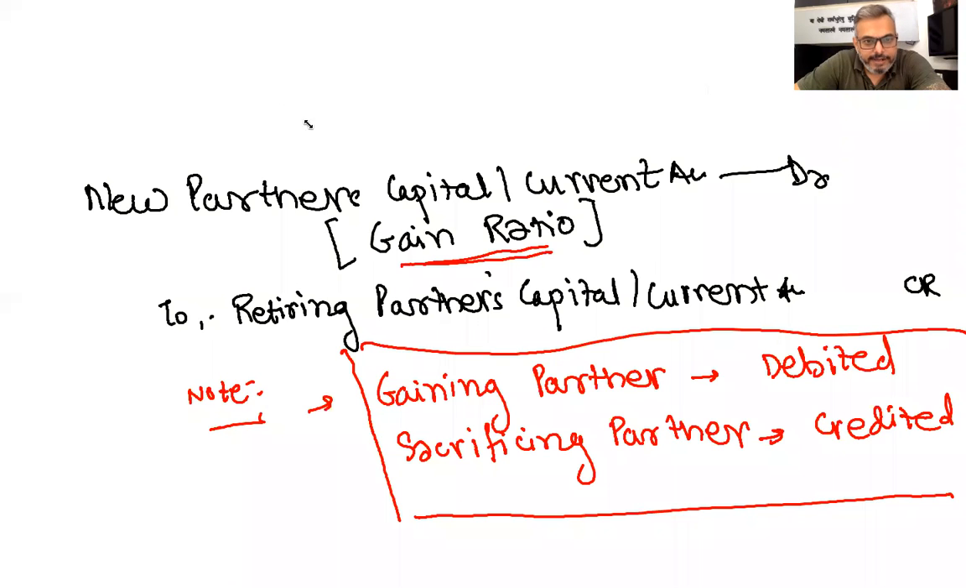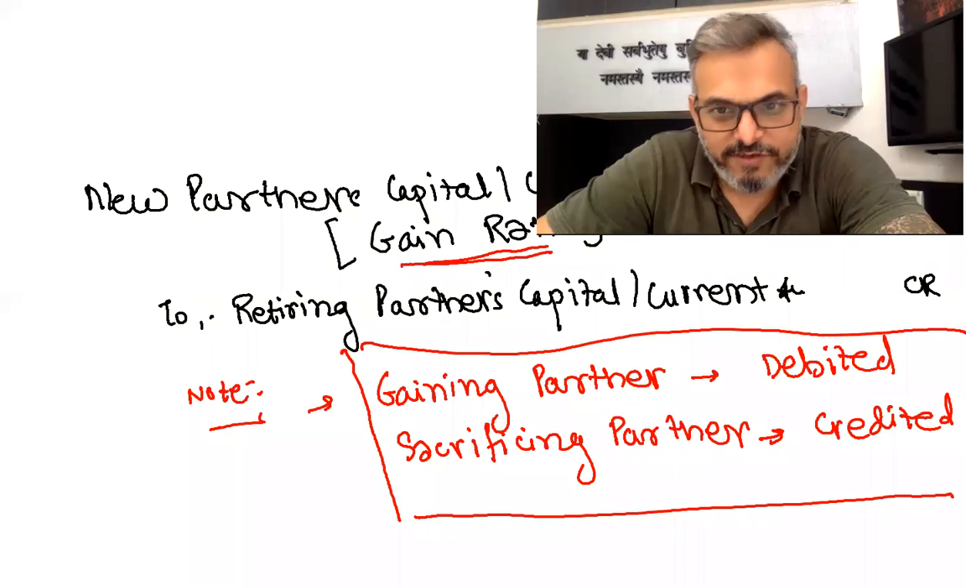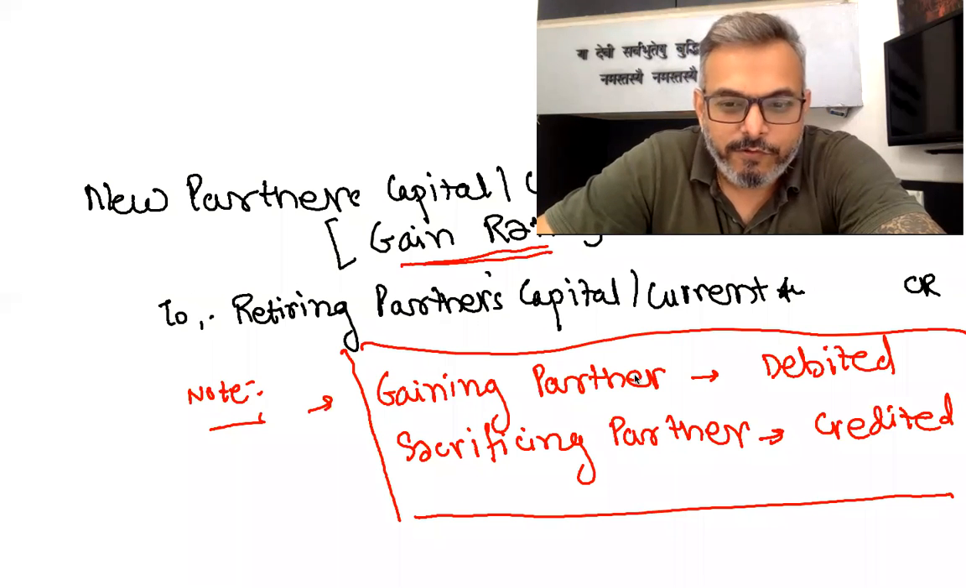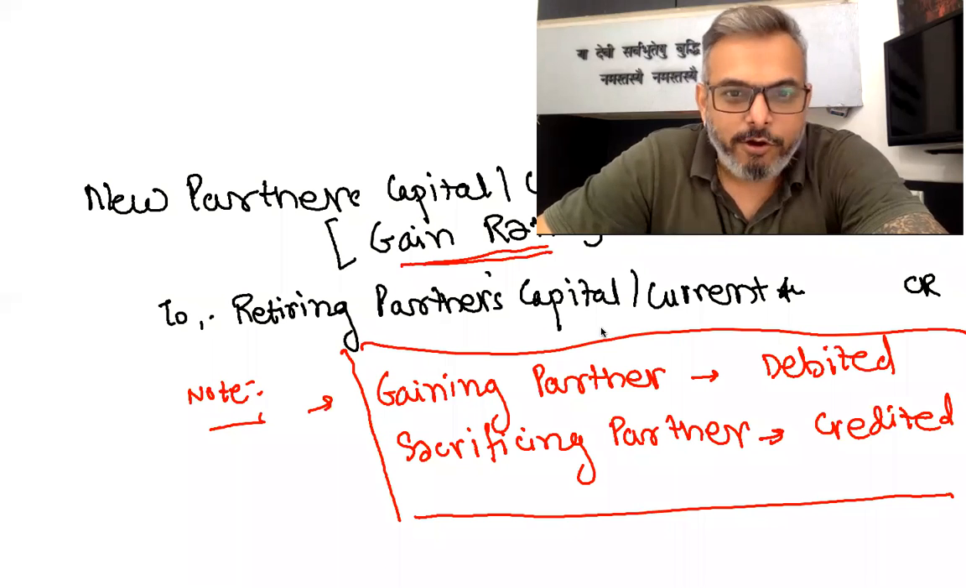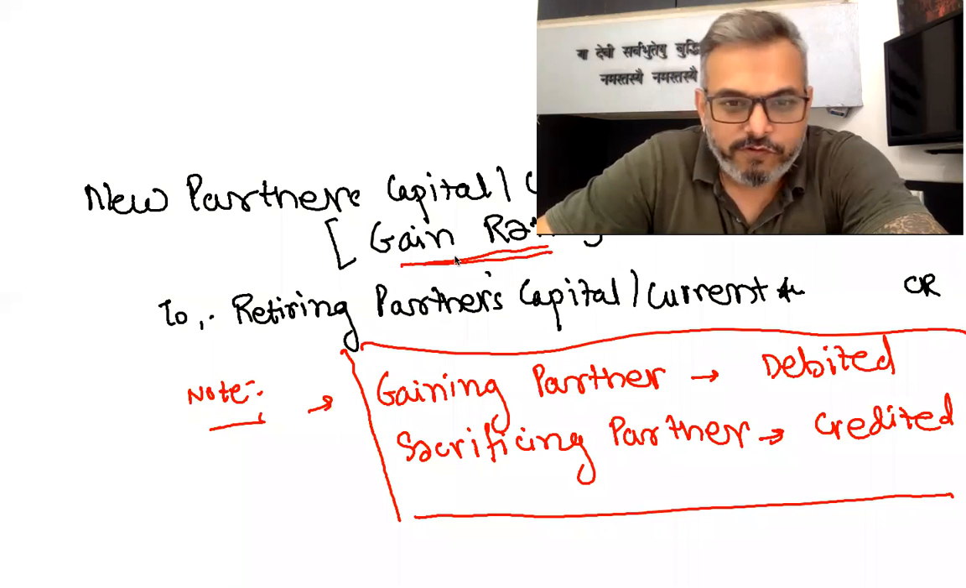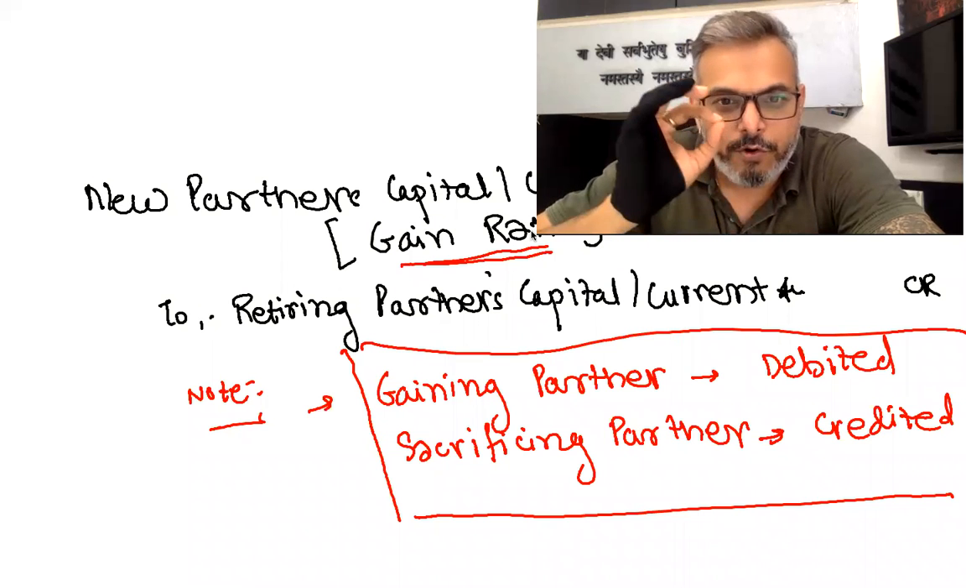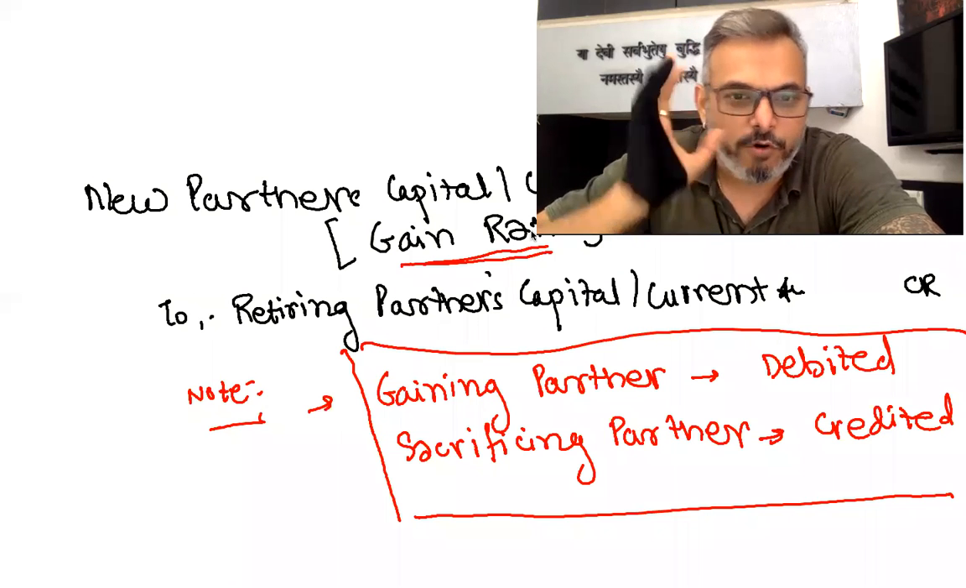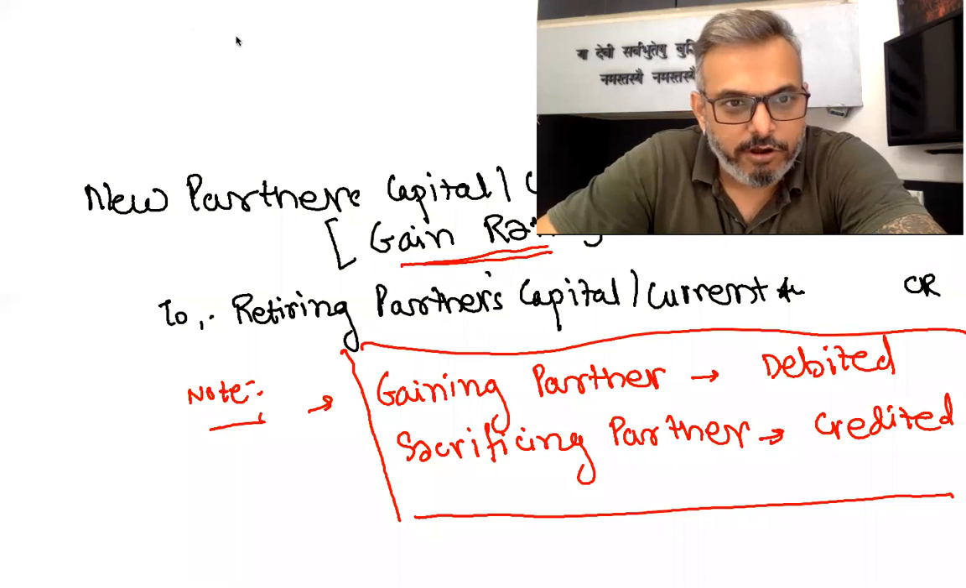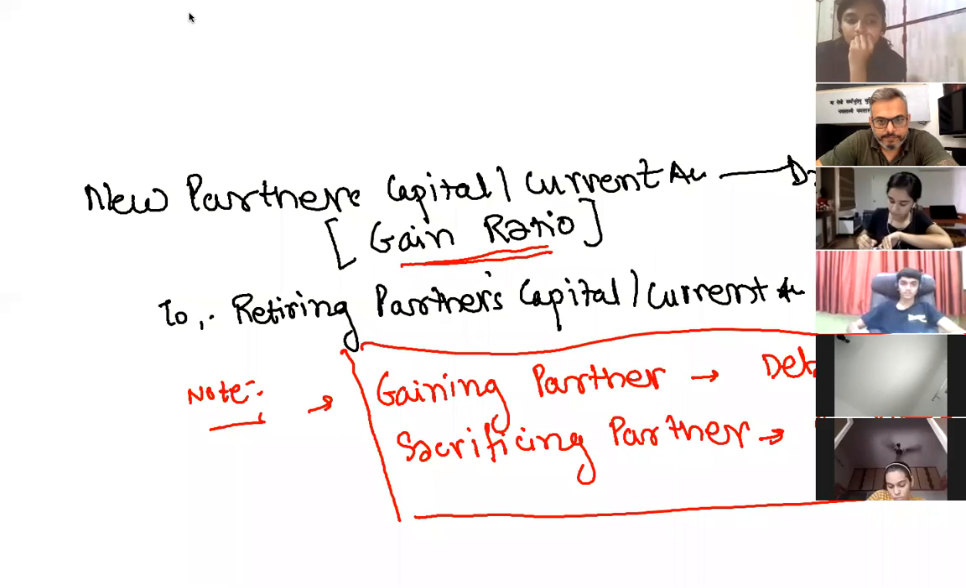गुडविल रिलेटेड एडजस्टमेंट एंट्री में हमेशा याद रखना कि जो सैक्रिफाइस करता है पार्टनर उसको हम क्रेडिट करते हैं, और जो गेन करता है उसको हम डेबिट करते हैं. फिर ये एडमिशन का चैप्टर हो या रिटायरमेंट का चैप्टर हो. Is this clear, all of you? Any doubt, anyone? Okay, now let's proceed.